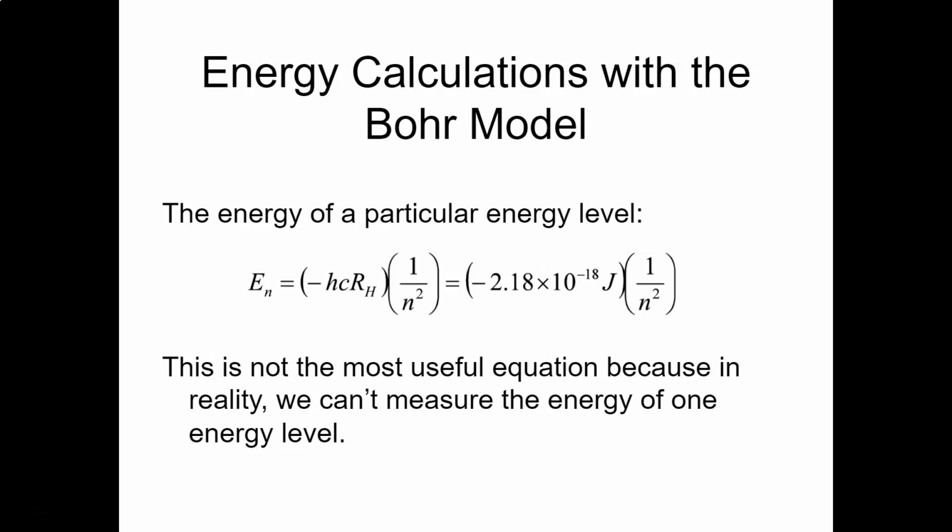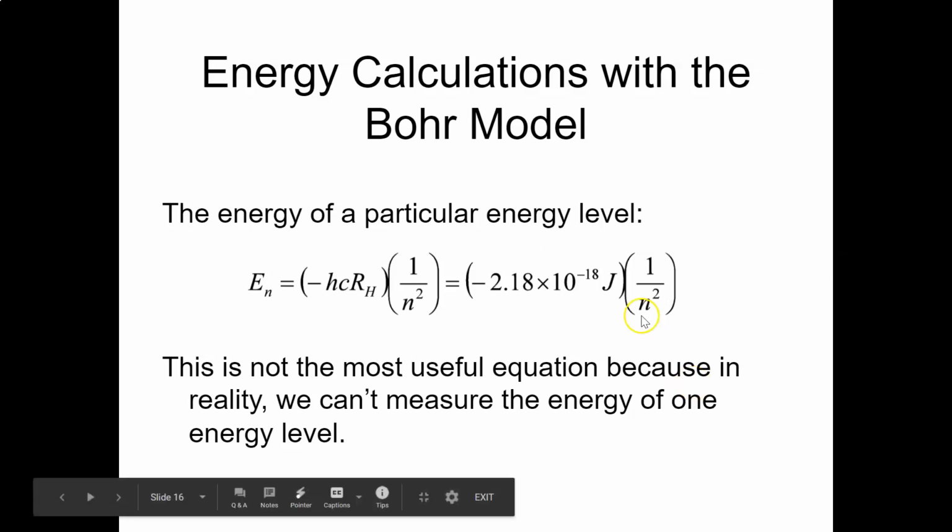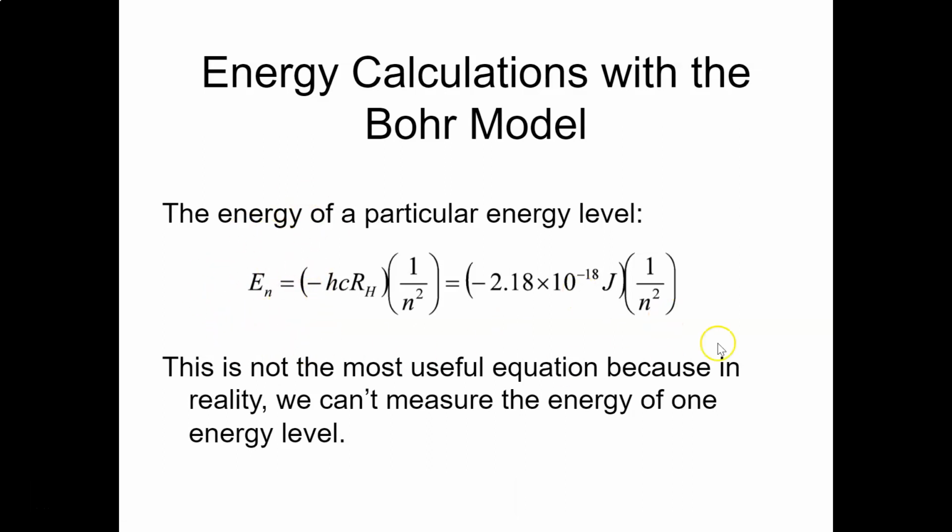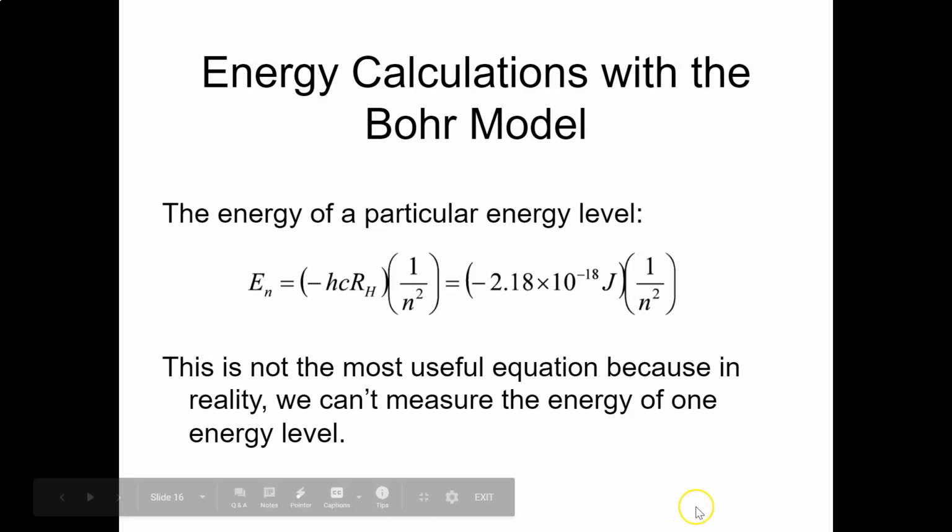Now this isn't really useful because you can't stick a little probe in there and figure out what the energy is, or you say, okay, so what? So energy level ring 5 has this much energy. What does that do for me? Really nothing. It's the transitions that are really important. It's the changes in energy that are important.